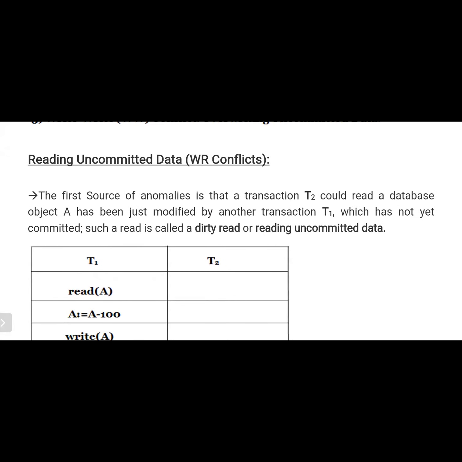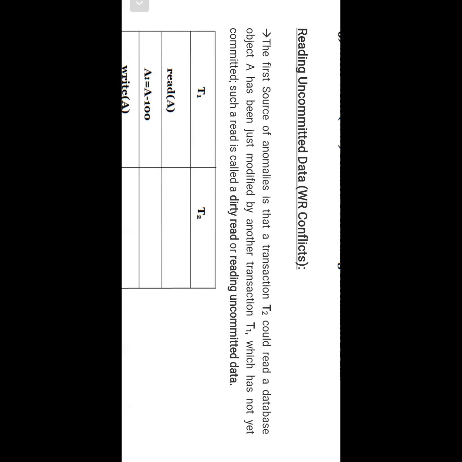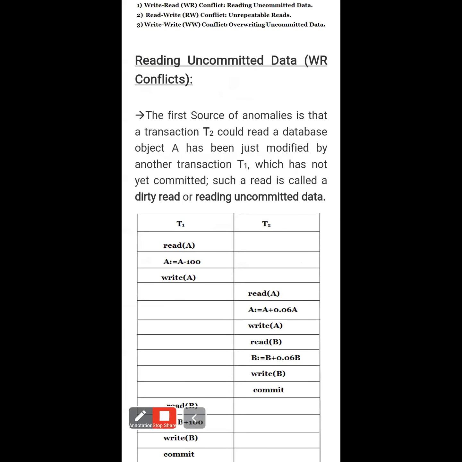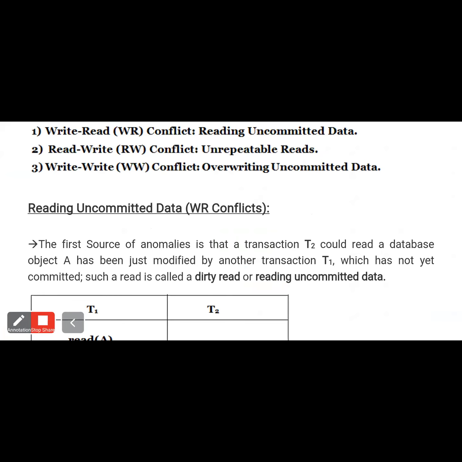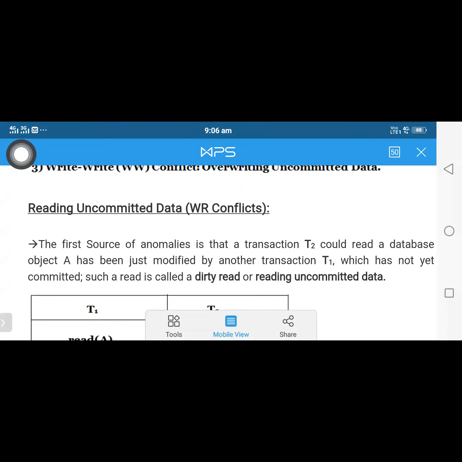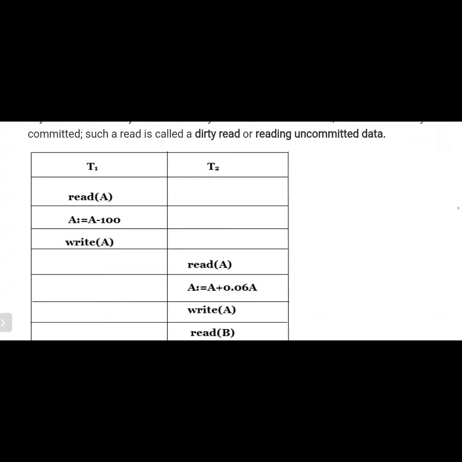Dirty read, or reading uncompleted data. Please remember this, because these types of points may be used in the online bits exam. Okay, online quiz exam. From the exam point of view, this is also very important. What are the anomalies due to interleaved execution? Or they may directly ask what is a dirty read, what is reading uncompleted data, what are blind writes. They ask the question directly like this. I hope all of the members were able to understand this.